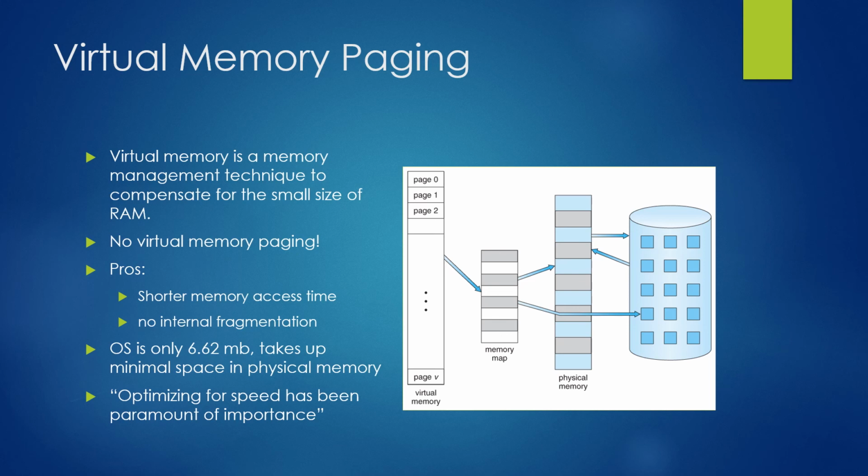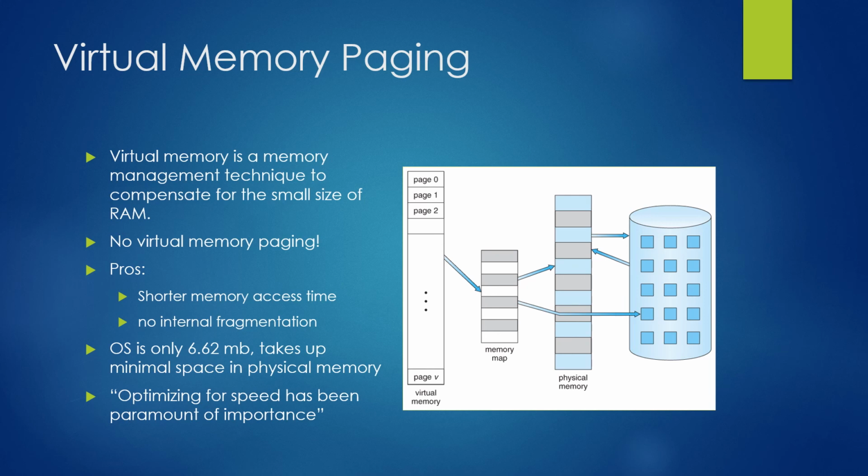So I was kind of curious because I figured a gaming operating system would want to utilize virtual memory paging so that you would not have a limit or a cap on the amount of memory that a program could use. But the pros of not using virtual memory paging would be that you have shorter memory access time, which was a huge thing that Brian wanted to hit on for his operating system, was for it to be very fast. And there's also no internal fragmentation when it comes to how it's placing memory.